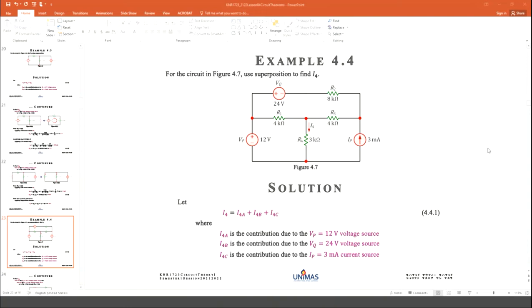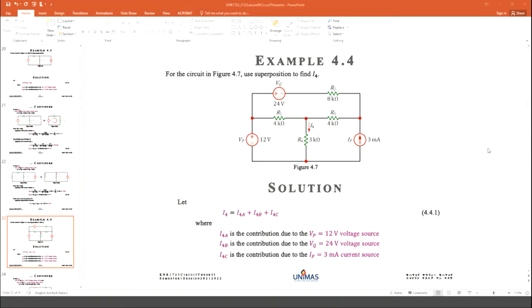Here. Okay, if you want to consider VP, you turn off VQ and IP. How do you turn off VQ? The two of you, answer together. VQ, what do you do? Short circuit. Okay. IP? IP open circuit. Okay. So for VP, now you have the I4A. Since you have said short circuit, open circuit, what will the circuit look like?